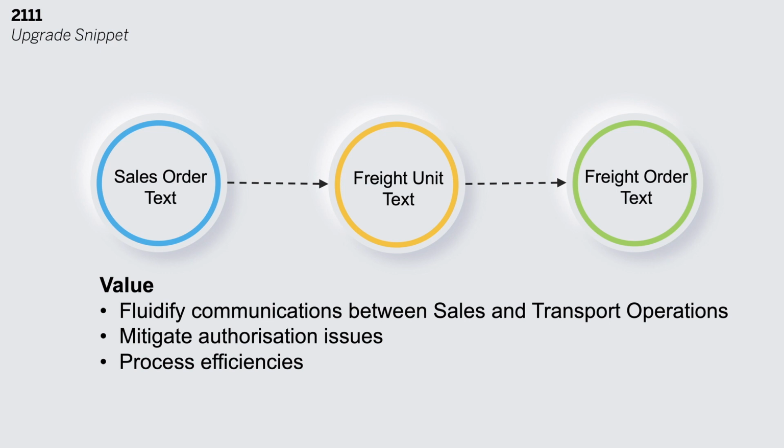It could also help you mitigate authorization issues. Previously, a way to work around this was to give at least display authorizations to the transportation team so they could view sales orders to see if there was any text that had been captured, or look at the text if they had been notified that there was something captured in the sales order. However, this then also means that you need to give access to the sales order to the transportation team, and this might potentially open the door to them having access to more information than they need to with regards to that particular customer or your sales activities.